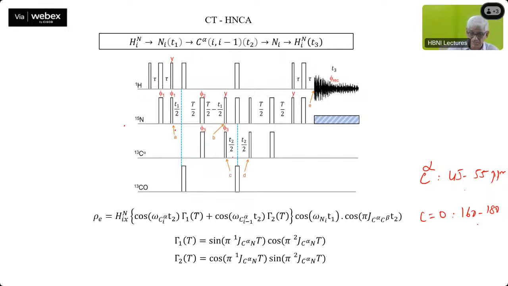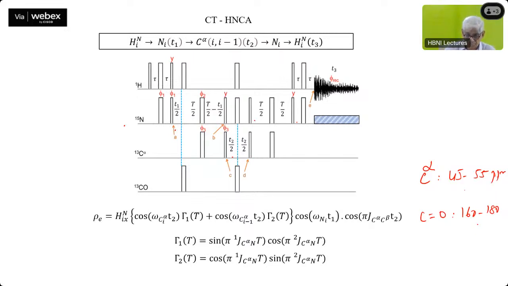And then you transfer to the C alpha that comes here. At this point, there is a C alpha, and the transfer happens to the C alpha of residue I and I minus 1, as I showed you earlier in the HNCO sequence, and you label the C alphas here. Therefore, in the T2 period, the C alphas are labeled, and then from here you transfer back to the nitrogen 15.